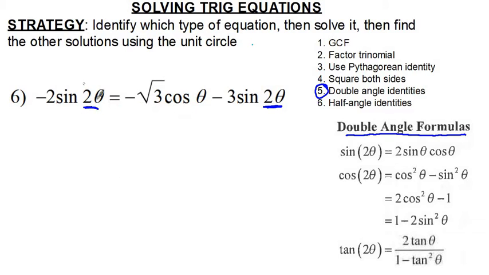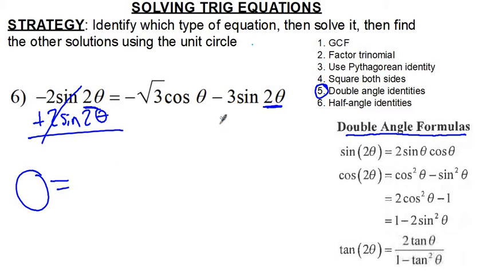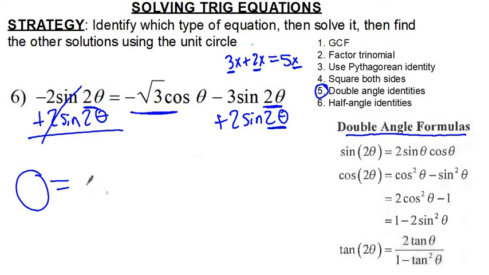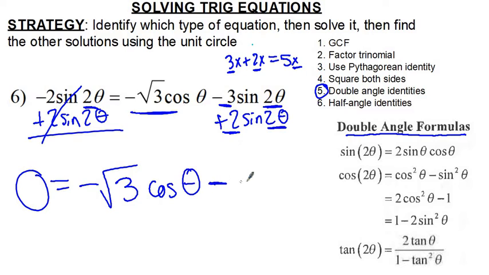Well, it's always a good idea to put these in standard form, meaning set them equal to 0. And we can do that by adding this to both sides, and that will cancel, so we're left with 0 equals, and now if I add 2 sine 2 theta to this side, we're not going to do anything with these angles here, just like if you're adding 3x plus 2x. The only thing you mess with are the 3 and the 2 to get 5. You don't touch the x at all, so we're not going to touch the sine 2 theta. So we have negative radical 3 cosine theta, and then if I have negative 3 of these and then I add 2 of those, I'm left with negative 1 of those, so negative sine 2 theta.